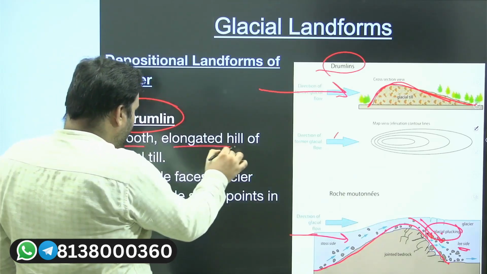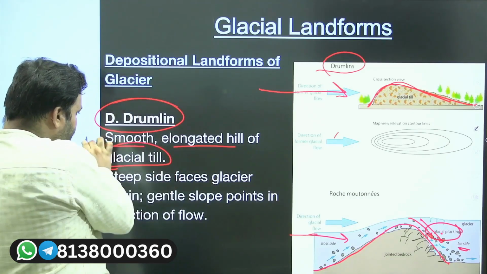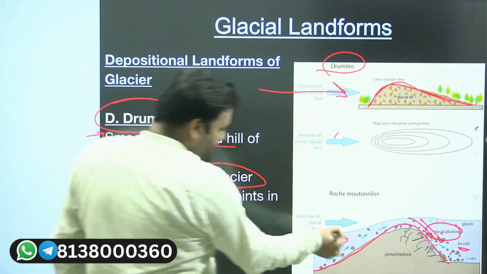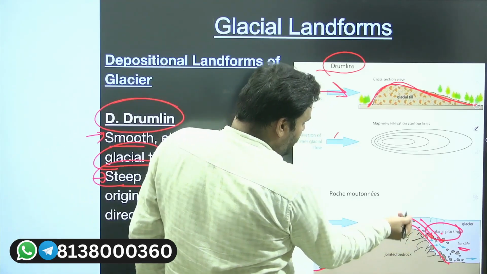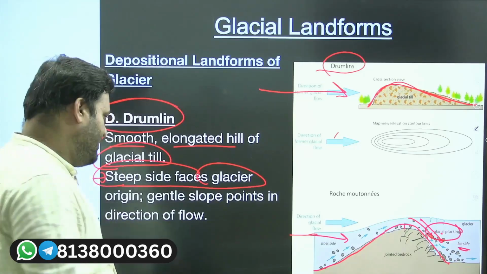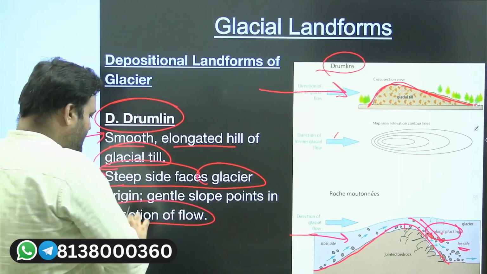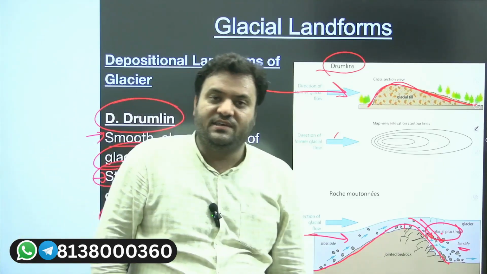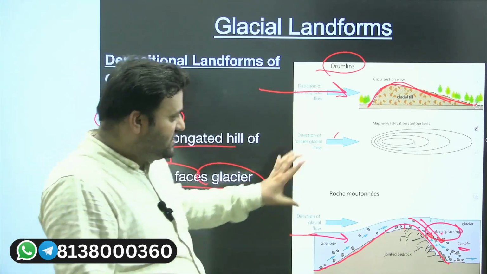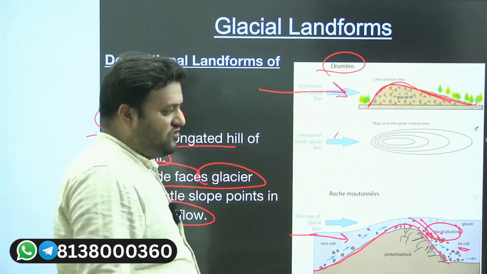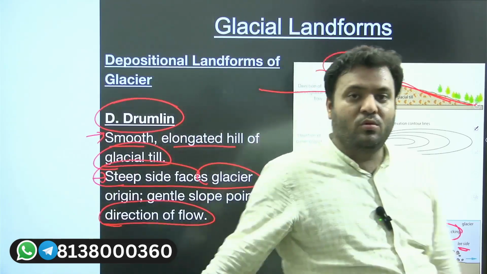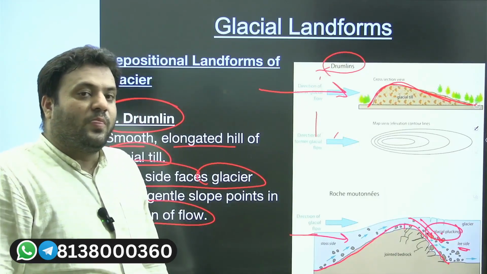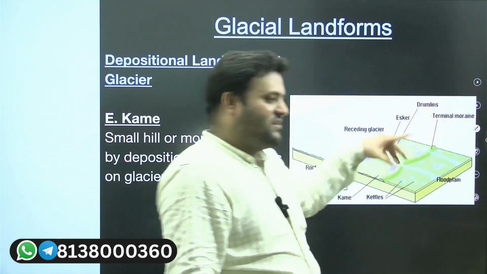So they are smooth elongated hills of glacial till. There is a steep side which faces the glacier, and this steep side is actually suggesting the direction of the glacier. So it shows the direction of movement of the glacier, in which way the glacier is advancing, in which way the glacier is retreating. So this directional aspect is being suggested by the drumlins. So drumlins are oval shaped topographical features which suggest the glacial movement. So they are very important for glacial studies.